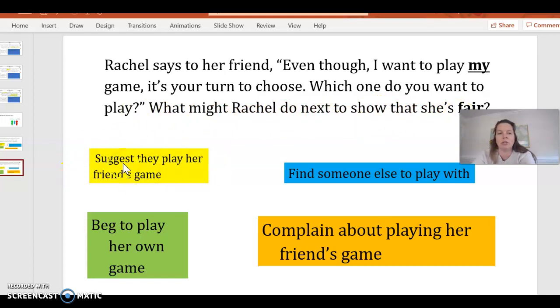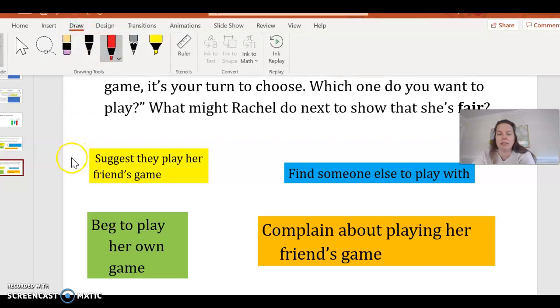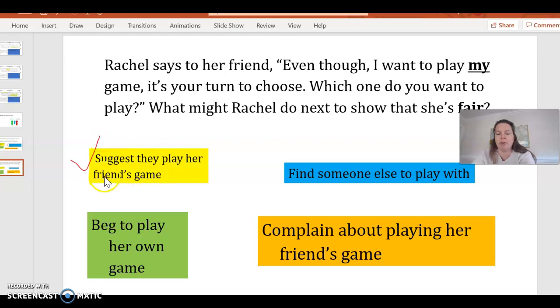Okay, so let's look at our suggestions. Suggest they play her friend's game, find someone else to play with, complain about playing with her friend's game, or beg to play her own game. So which one of these shows that Rachel is being fair? So if you picked the yellow one, suggest that they play her friend's game, then you are correct, okay? The other statements do not reflect Rachel being a friend or even being a fair person, okay? All right, so now on the next slide, you are going to practice this using 3 questions, and let's see how you do.